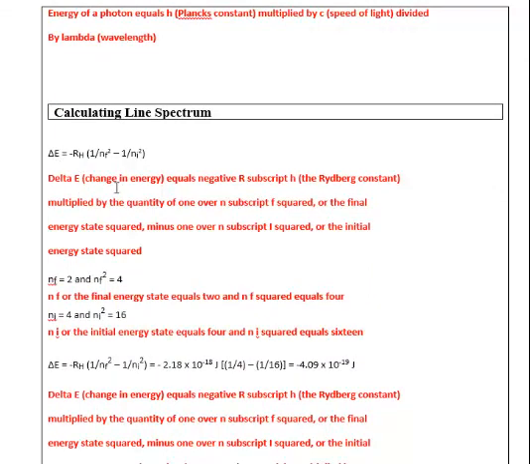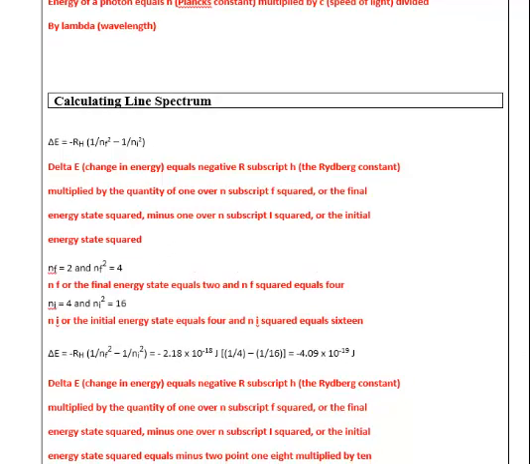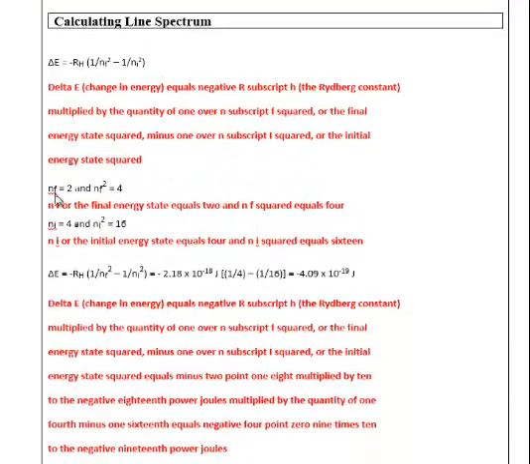Delta E, change in energy, equals negative R subscript H, times the quantity 1 over n subscript f squared minus 1 over n subscript i squared. And again, here in the script, I kind of explained it, but I think that might be too much. They should be able to get that information from the notes.